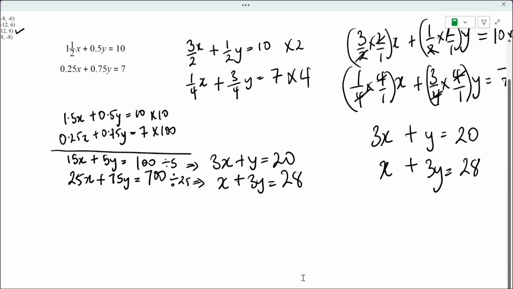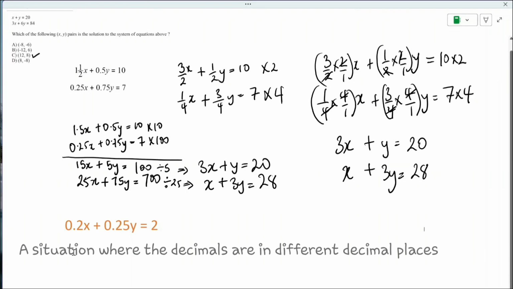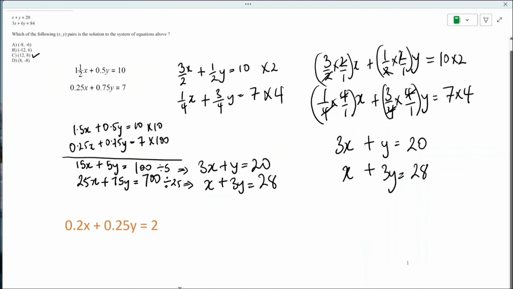Hope you understand. In addition, let's say we have one of the equations looking like this. I want to convert the values in decimal to whole numbers. You take into consideration the constant or the coefficient with the highest decimal places, which in this case is this. This is 2 decimal places, this is 1 decimal place. You take this and decide what you multiply by. In this case, because of this, you multiply by 100. So you have times 100.